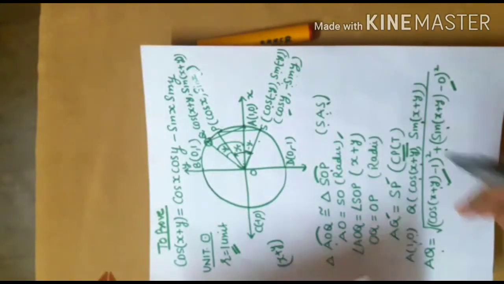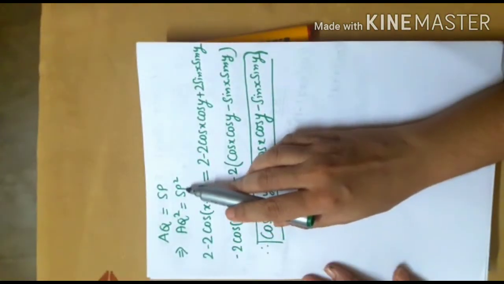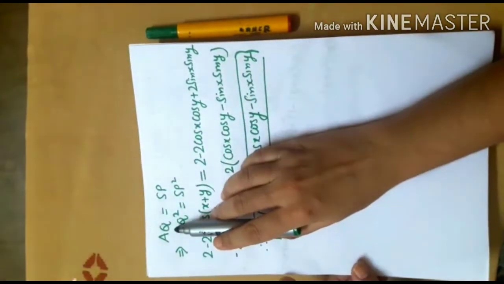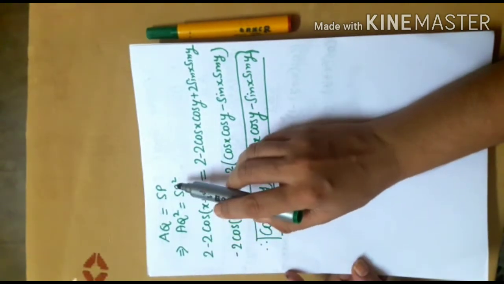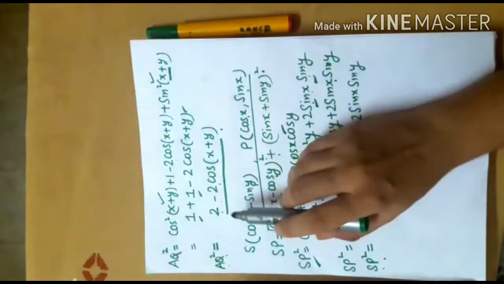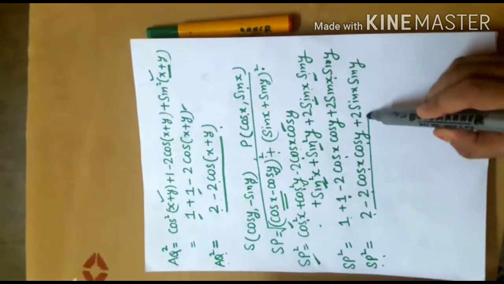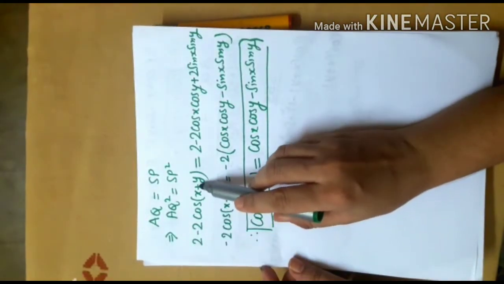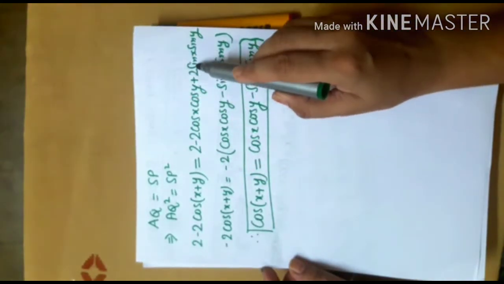Now, AQ is equal to SP. So this will imply AQ squared is equal to SP squared. Now AQ squared was 2 minus 2 cos(x+y) and SP squared was this. So let's substitute here. I'll get 2 minus 2 cos(x+y) is equal to 2 minus 2 cos x cos y plus 2 sin x sin y.